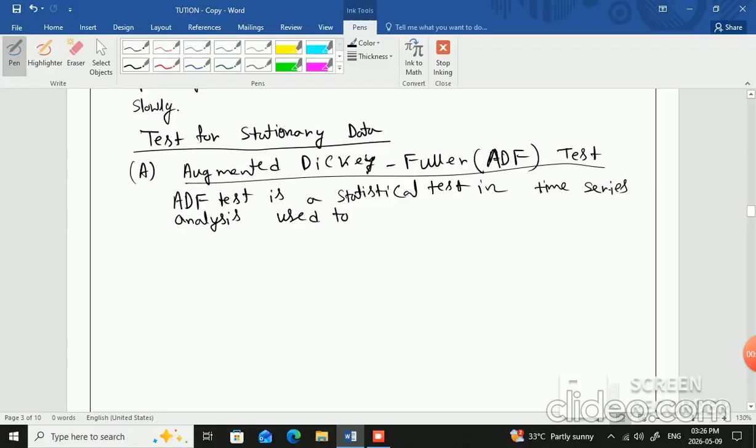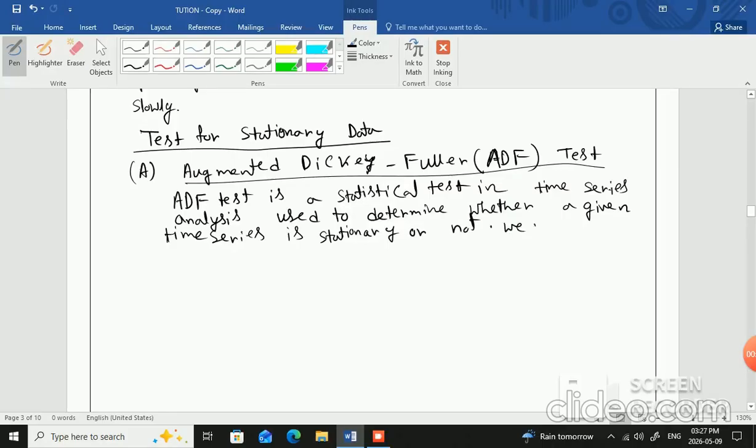Used to determine whether a given time series is stationary or not. We know a stationary time series has constant mean and variance over time.